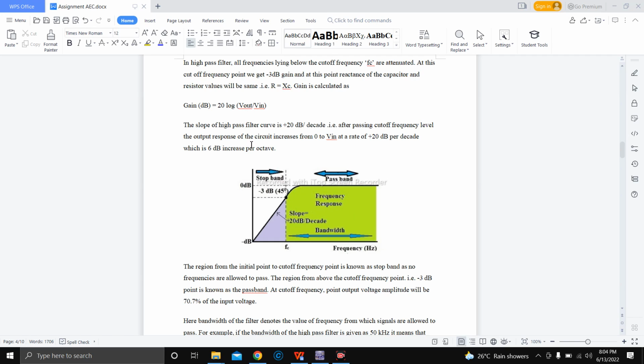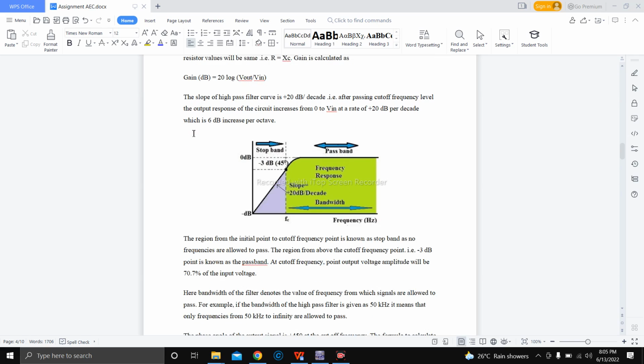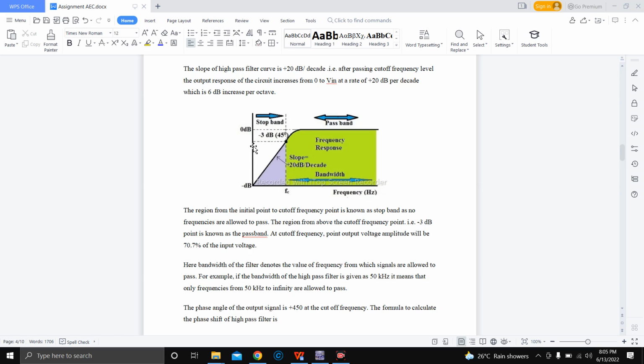In a high-pass filter, for frequencies lying below the cut-off frequency Fc, until this cut-off frequency point, we get negative 3 dB gain. At this point, the reactance of the capacitor and the resistor value are the same, R equals Xc. Gain is calculated as gain in dB equals 20 log Vout per Vin. The slope of the high-pass curve is positive 20 dB per decade after passing the cut-off frequency level. The output response of the circuit increases from 0 to Vin at a rate of positive 20 dB per decade, which is 6 dB increase per octave.